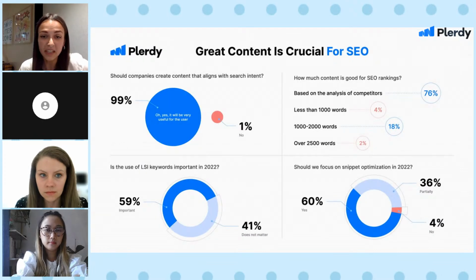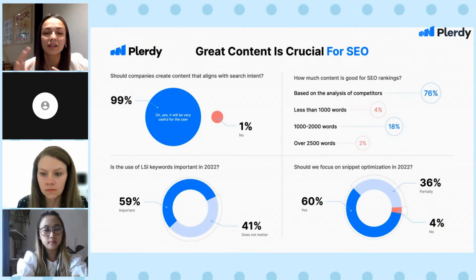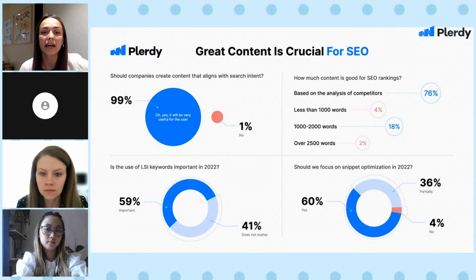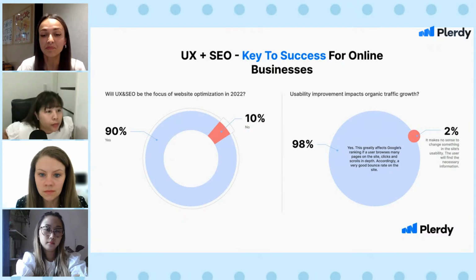The second big topic is content. We all know that great content is crucial for SEO, and the role of content is growing in 2022. Everybody also knows that great content should align with the search intent of users. 99% of people said that it is important, but we'll also dive into content length, content keywords, keyword research, and content optimization. So this will be a big part. And in the end, we'll talk a bit about UX and SEO, which are two key things for success for online businesses. So let's start with the first question.